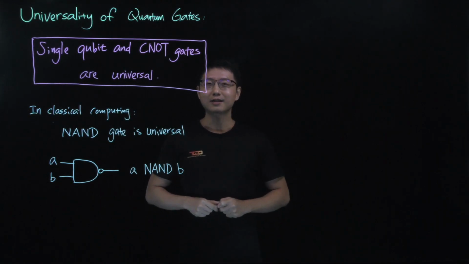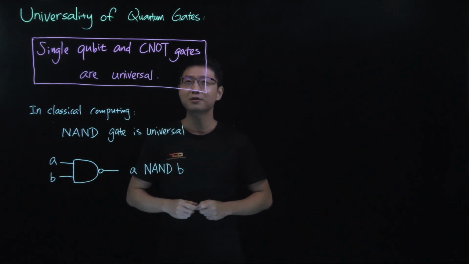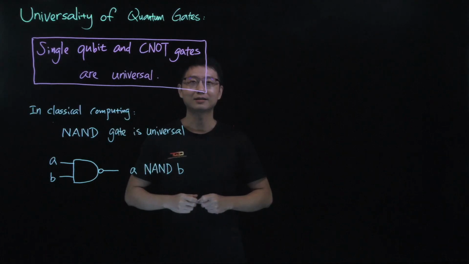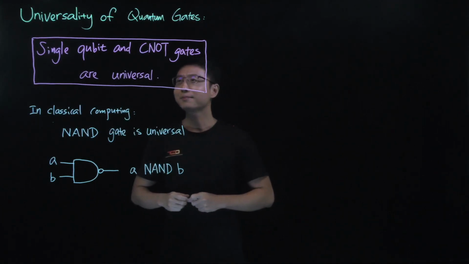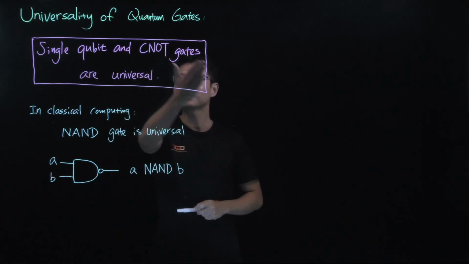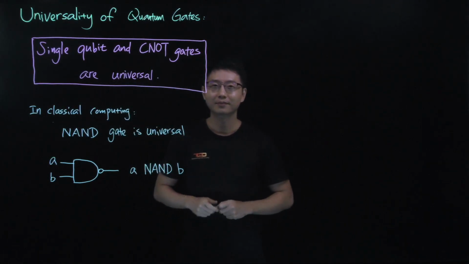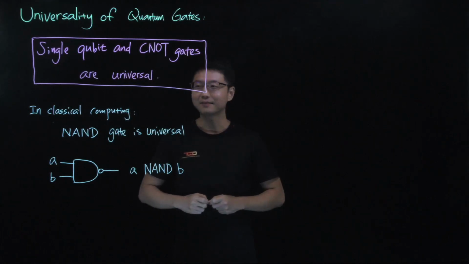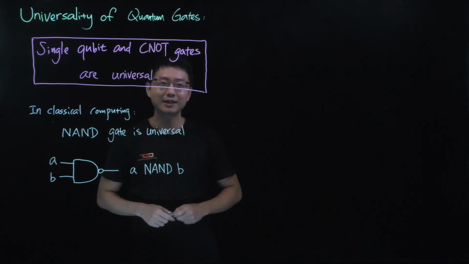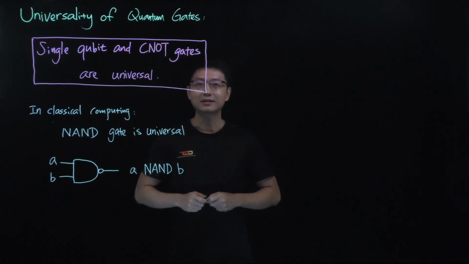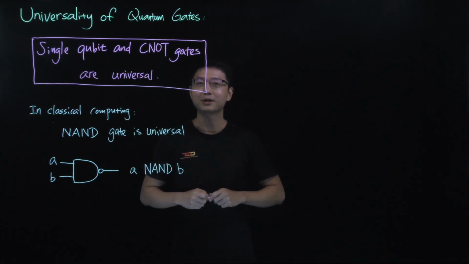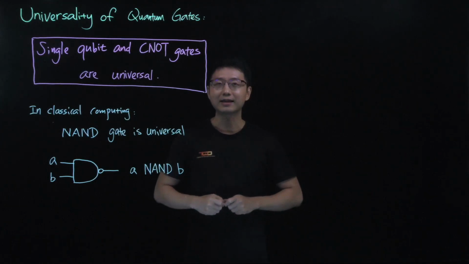To conclude the discussion on the single qubit and two-qubit gates, there is a reason that we study them in quite some detail. This is because the single qubit and CNOT gates are universal. Here, let me explain the meaning of the word universality. In classical computing, a set of gates is said to be universal if any arbitrary classical function can be computed using this set of gates.